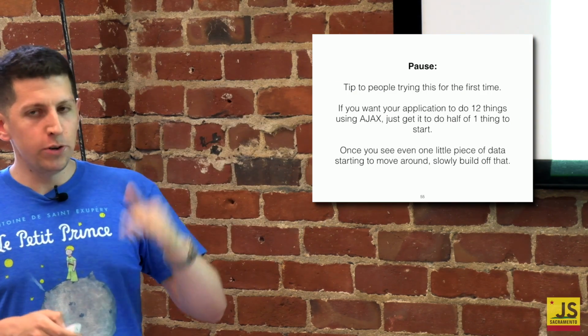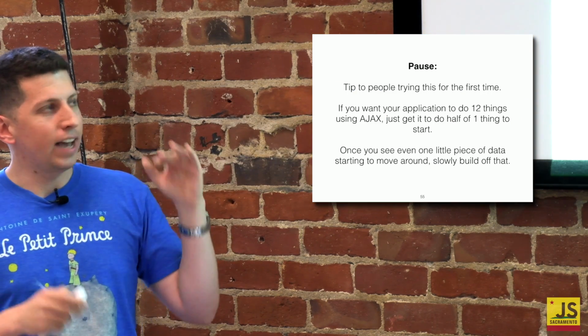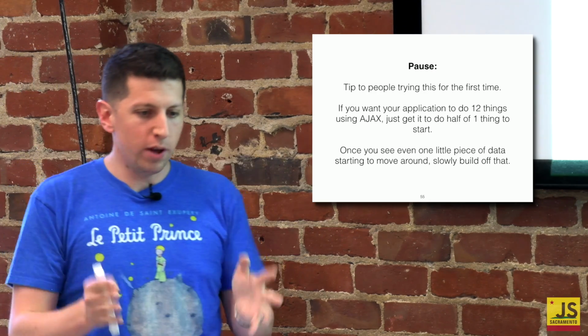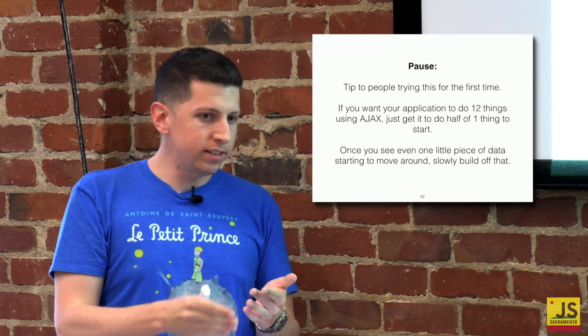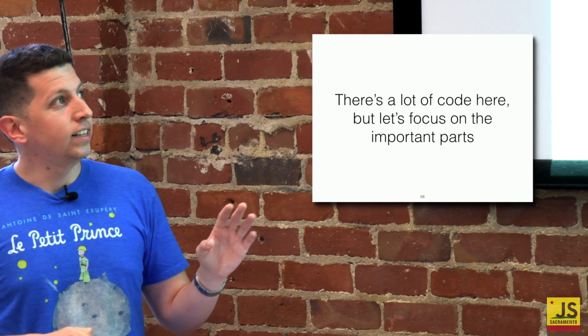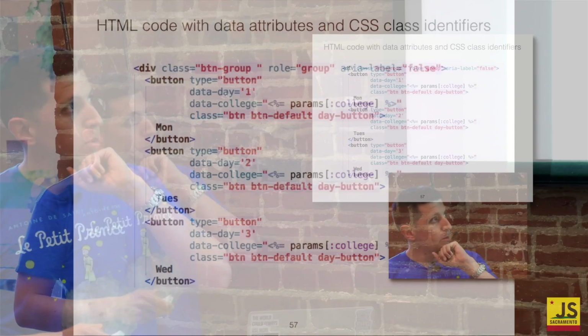So pause: people doing this for the first time, you're going to see a lot of code. I did not do this all at one time. If something you need to do does 12 things, you need to do half of one thing to start out. You just do one little piece at a time, minor victories to get there. Yeah, so let's focus on the important parts.